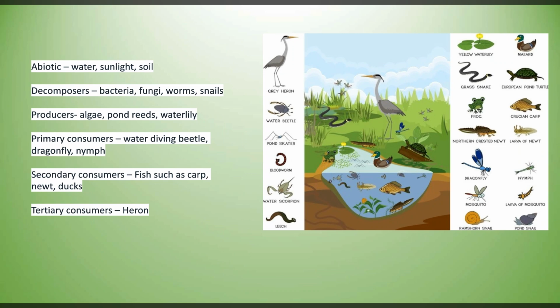All we need to remember about this example is the different features of an ecosystem that we have in the fish pond. So remember, we classify them firstly into abiotic and biotic. So your abiotic factors of a fish pond would be the water, the sun, the soil, basically the non-living things, and then everything else is biotic because they are the living things. So your decomposers such as bacteria, fungi, worms, snails. Remember, a decomposer is what breaks things down and adds nutrients back to the soil.